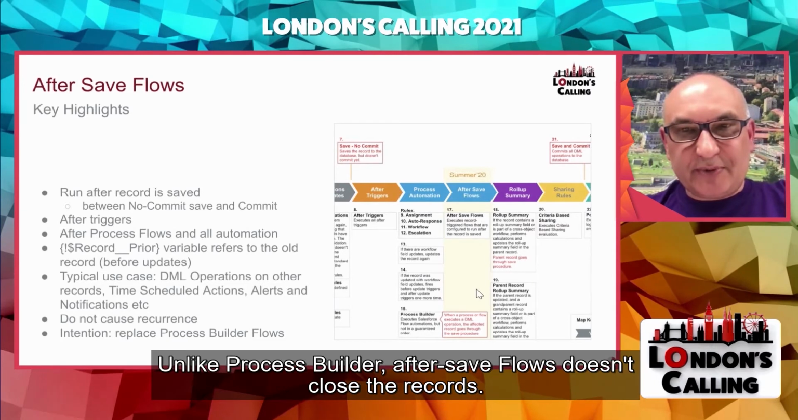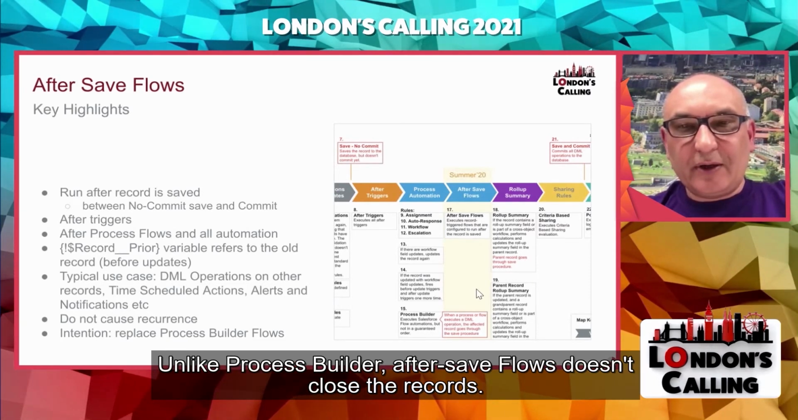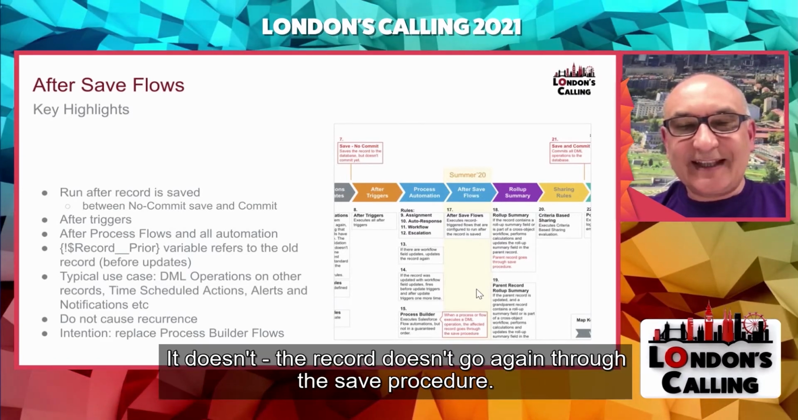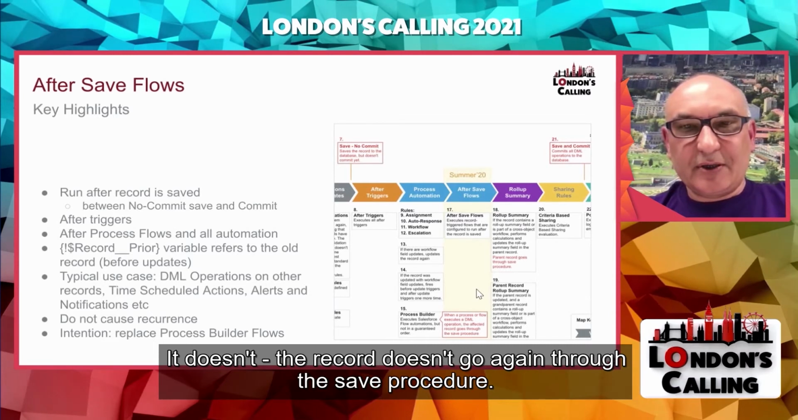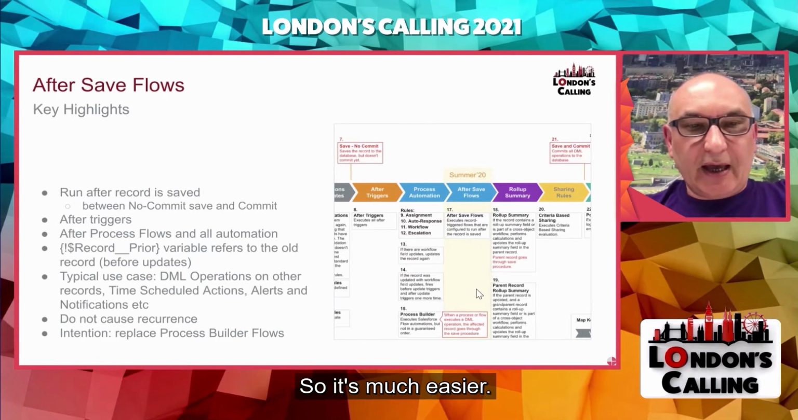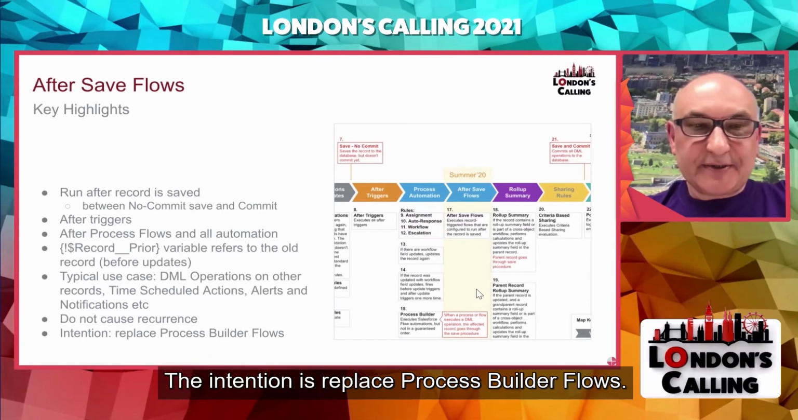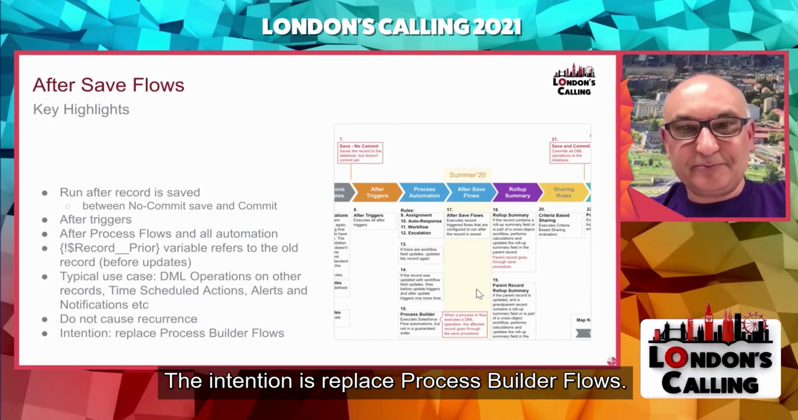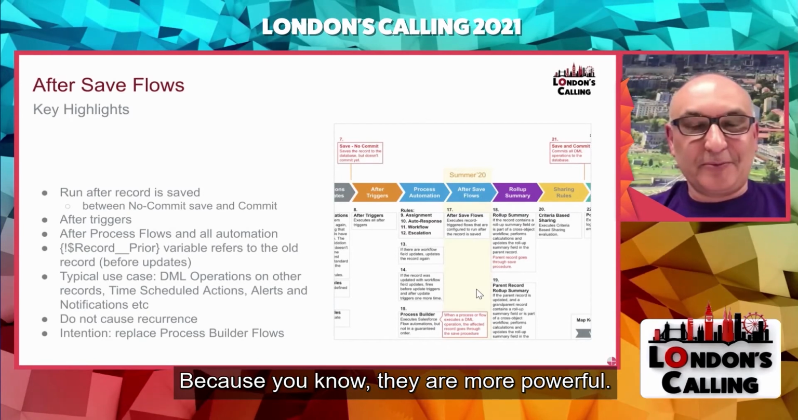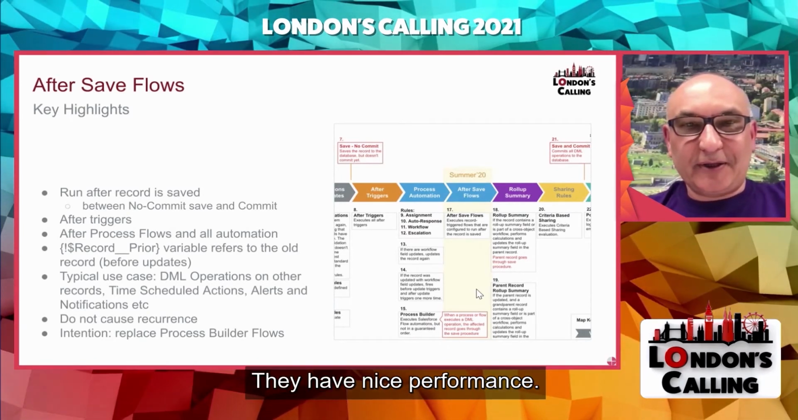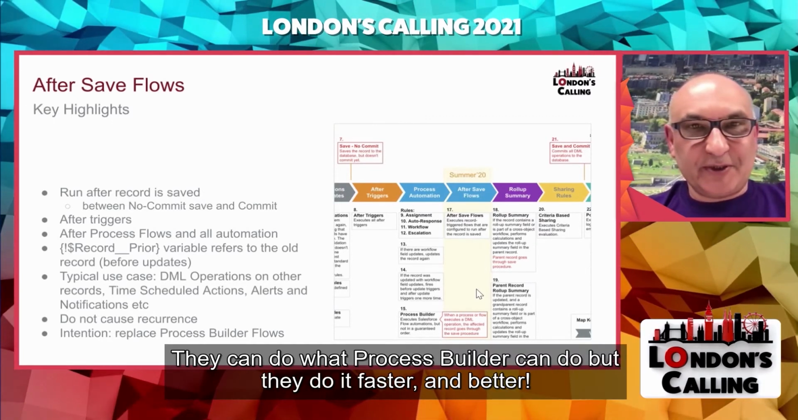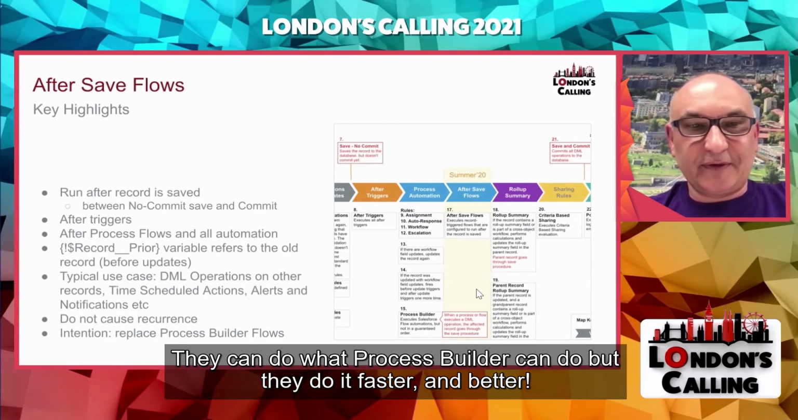And unlike process builder, after save flow doesn't cause the recurrence. So the record doesn't go again through the save procedure. So it's much easier then. And the intention is to replace process builder flows. Really. So I say hello to flows because, you know, they are more powerful. They have nice performance, and they can do what process builder can do, but they do it faster and better.